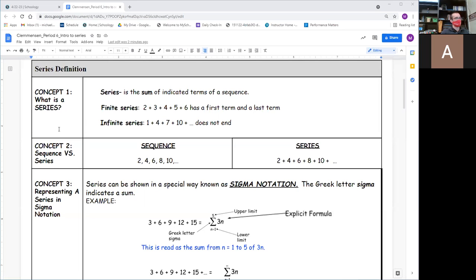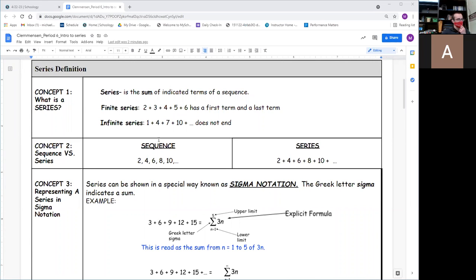So today we are talking about series. A series is the sum of indicated terms of a sequence. There are two types of series: a finite series and an infinite series. A finite series has a finite amount of terms, so it has one that starts and then one that ends. An infinite series, on the other hand, continues forever. It never stops going up.